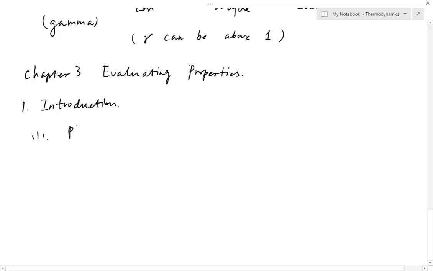Okay, phase. What is a phase? How many phases do we have? Usually we have four, right? What are they? Gas, liquid, solid, and the last one, plasma. All right, so usually we have four phases.